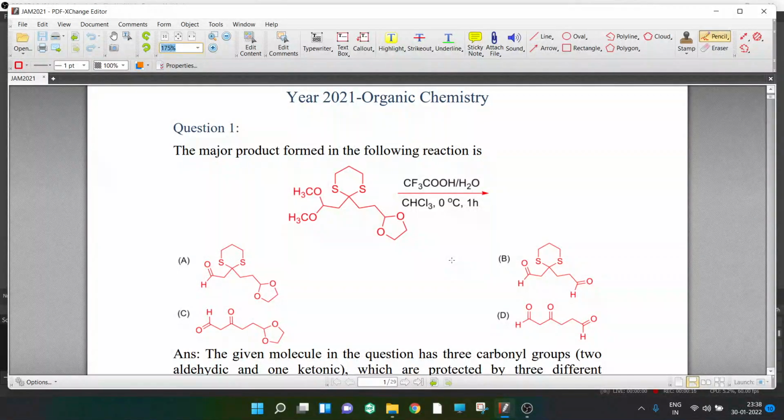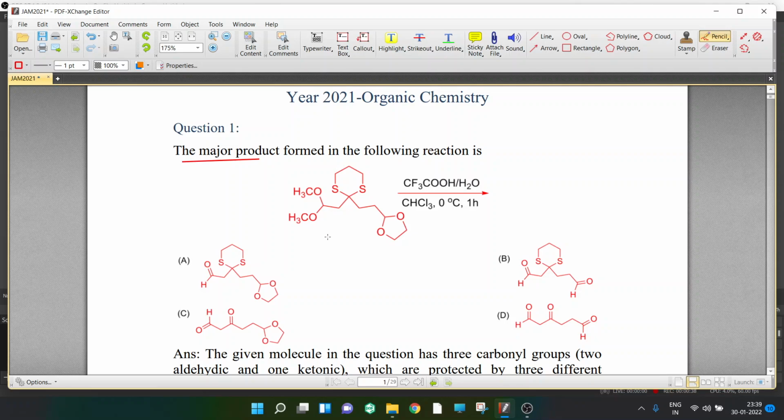Hello everyone. Let's start solving the year 2021 organic questions of the JAM. So we'll start with question number 1. Please remember I am solving only the organic questions. I will be solving 5 questions this time of the organic of 2021 JAM question paper. So the first question says: the major product formed for the following reaction.